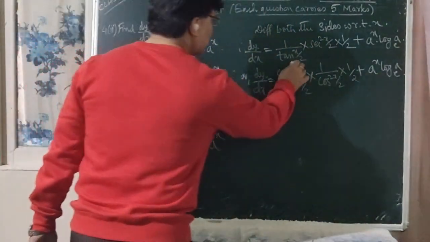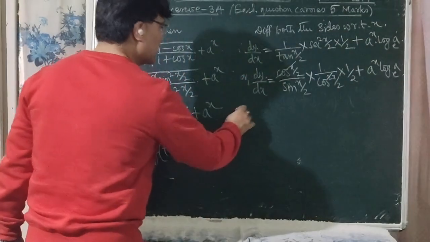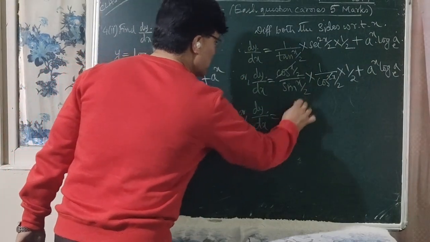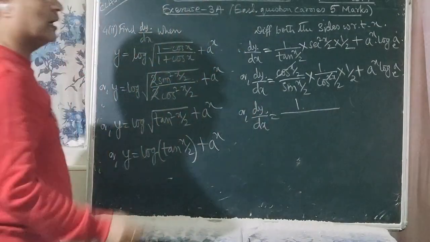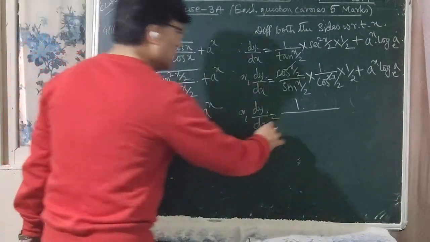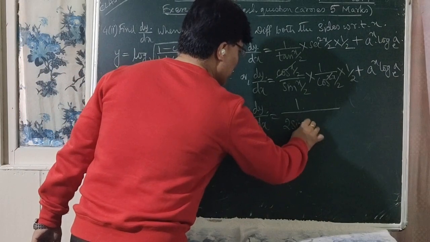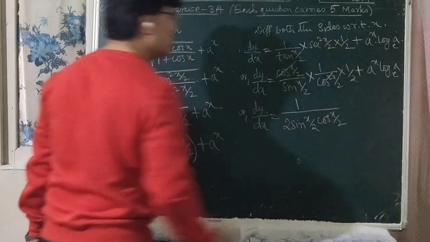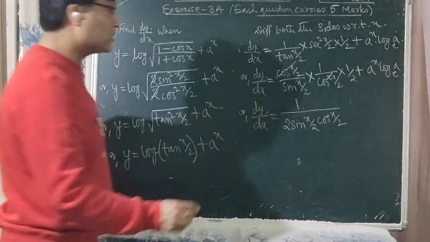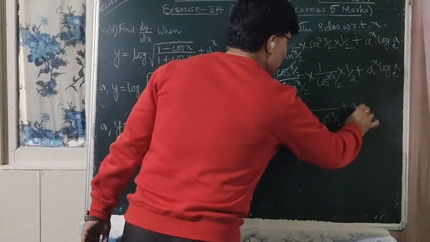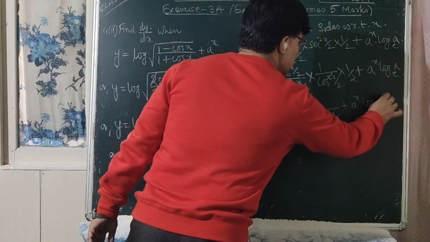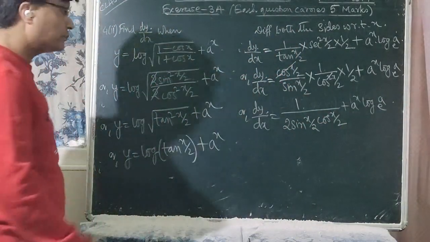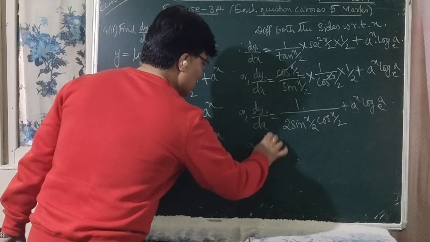So here you can cancel this cos x by 2, the square gets cancelled, so dy by dx is equal to 1 upon, and now in the denominator what do we write? It is 2 sin x by 2 cos x by 2, got it? Plus, what is the second term here? Plus a to the power x log a base e. Is it clear now?